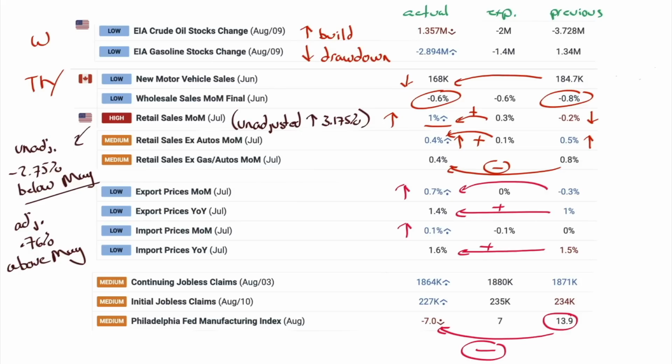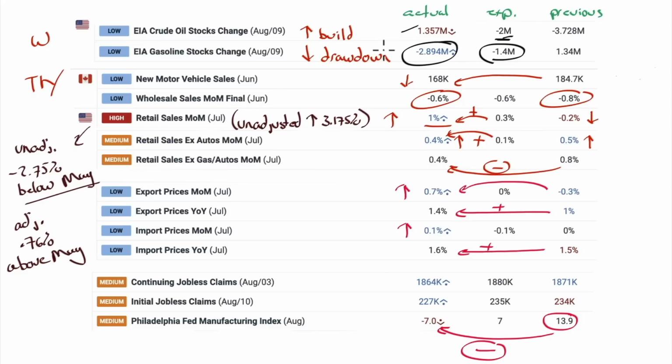Wednesday, we also got oil inventories. Expectation was for a drawdown of 2 million barrels on crude, West Texas Intermediate, increase of 1.3, and gasoline drawdown of 1.4, drawdown of more than double that, 2.9.